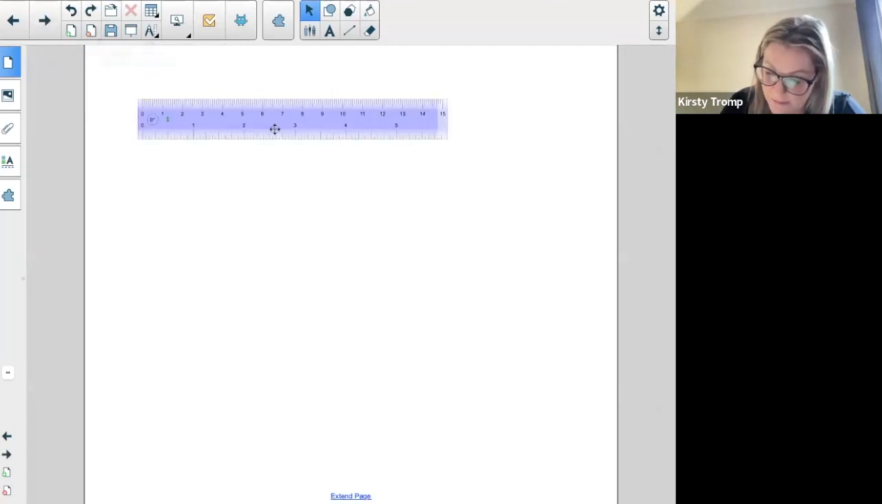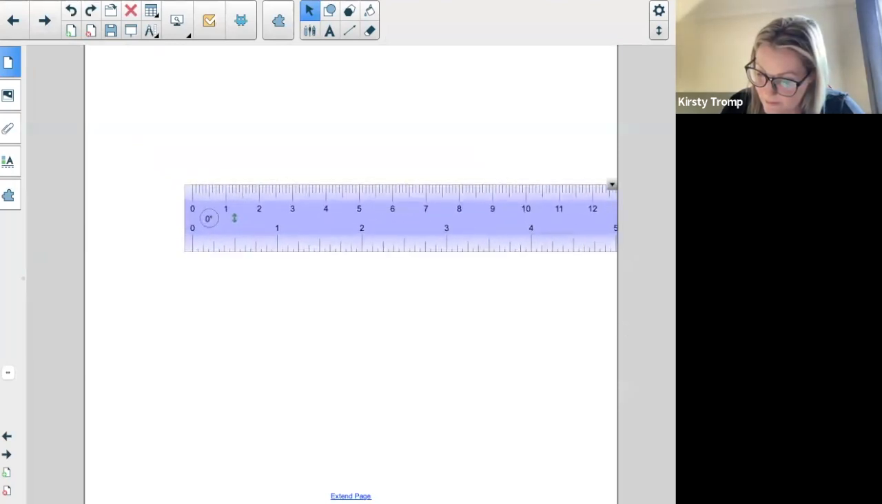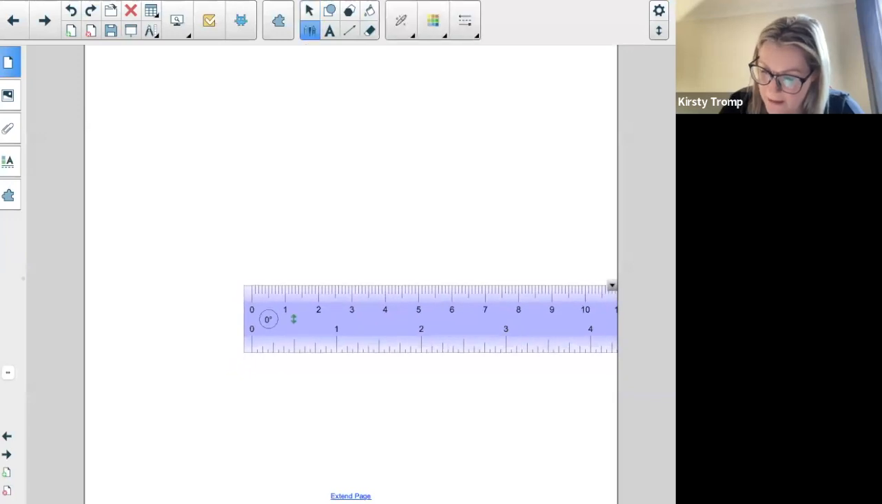My ruler. Make him a bit bigger so you can see him. And my pencil. Now, that cube had a square that was 5 centimeters by 5 centimeters. So that's the first thing I'm going to start by doing. I'm going to draw one square that's 5 centimeters by 5 centimeters.